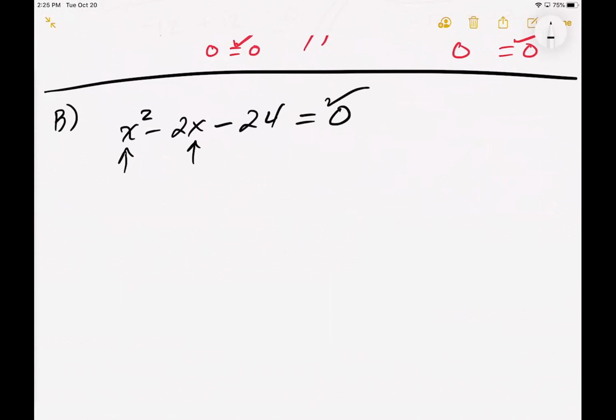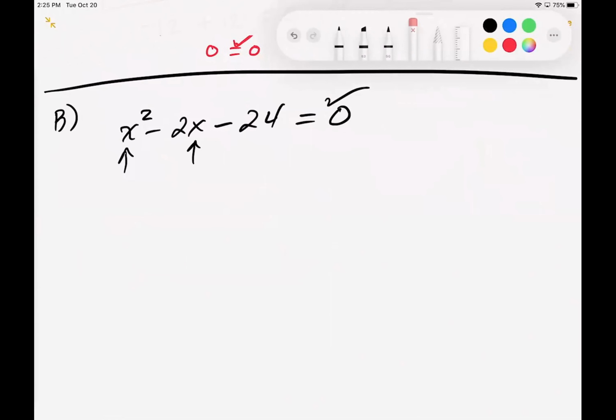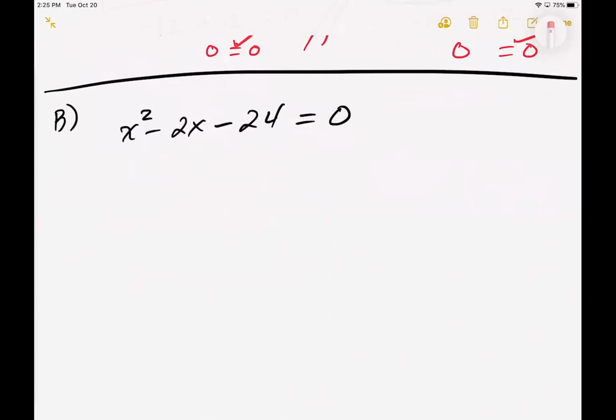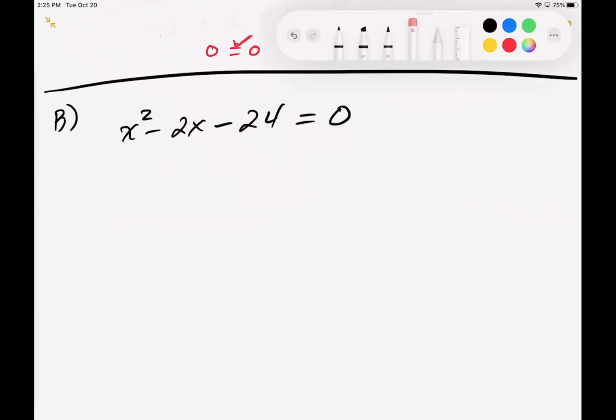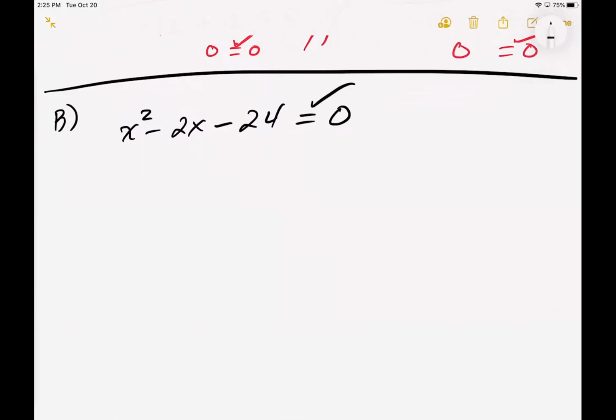Do this thing here. Before you can do anything, the first thing you want to recognize is the problem is equal to 0. Life is good. Secondly, we know that this thing here is a square, meaning we need to factor first.